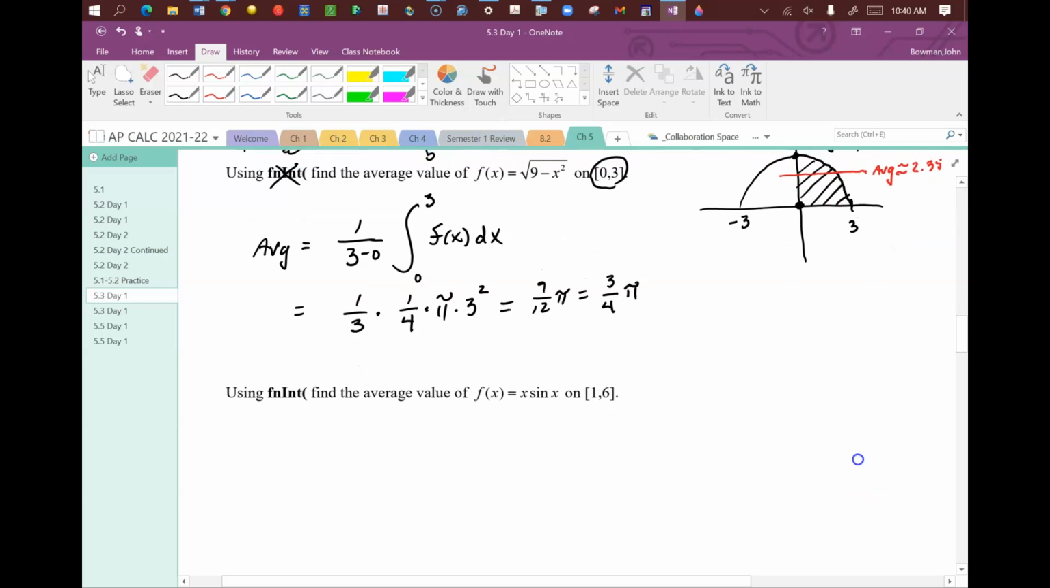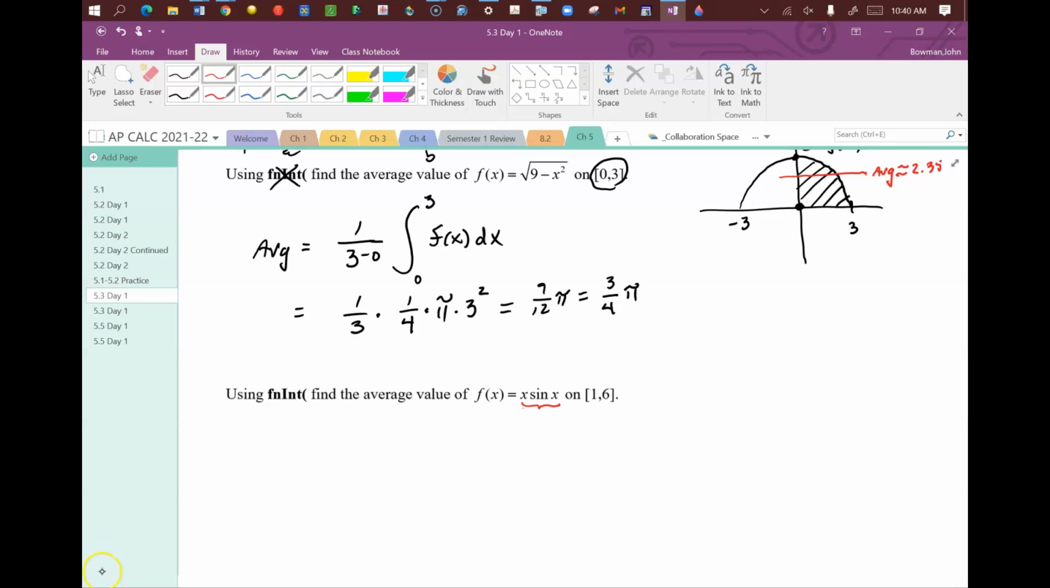All right, what I'd like you to do in this next one is take your calculator, pause the video, and find the average value of this function. Be careful, make sure you plug it in correctly, x sine x, on the interval from 1 to 6. When you're done, unpause the video and check your answer.